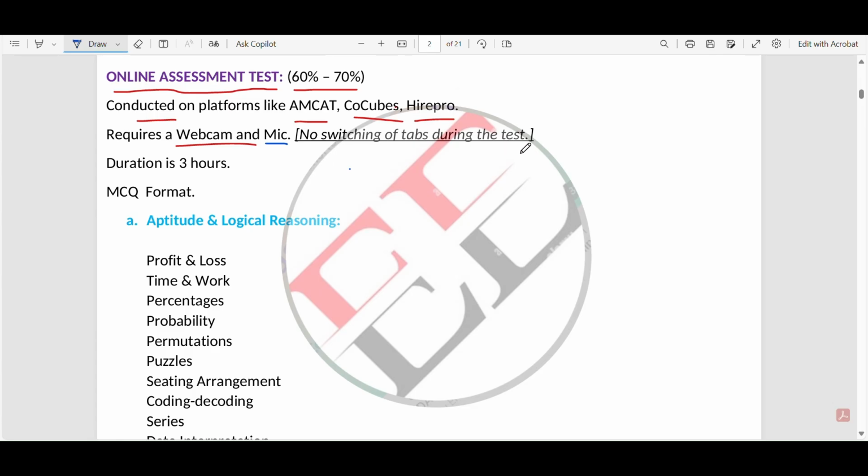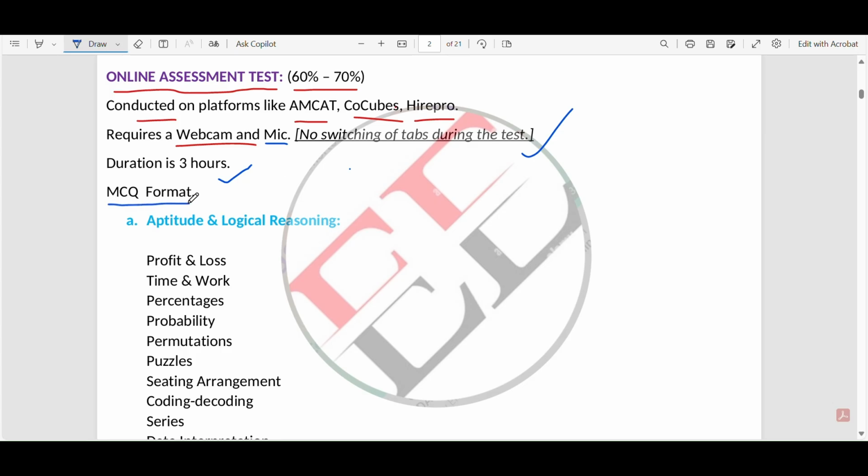No switching of tabs during the test. This will be common in every test. You should not go to other tabs. The duration of the online assessment test would be 3 hours. In 3 hours you should not exit the test. You should not click any other tab, or go away. You should not get out of full screen. You should not do anything. You should not turn off your webcam either.